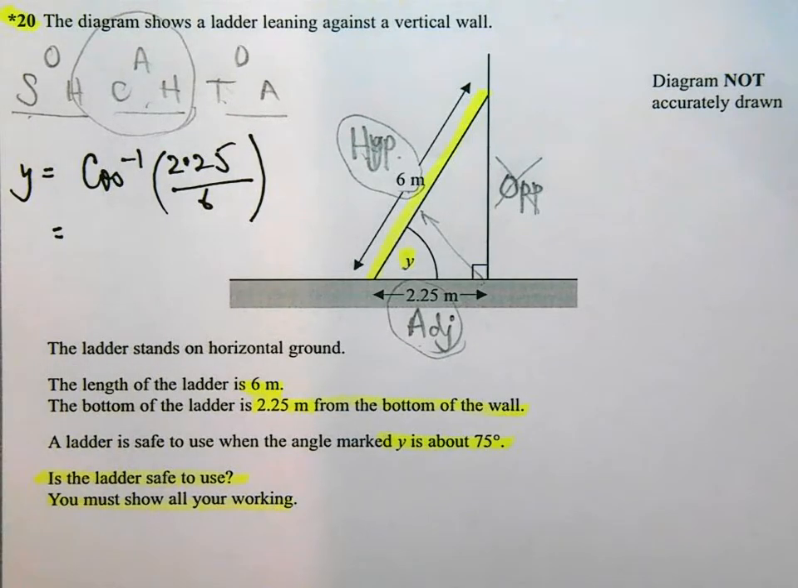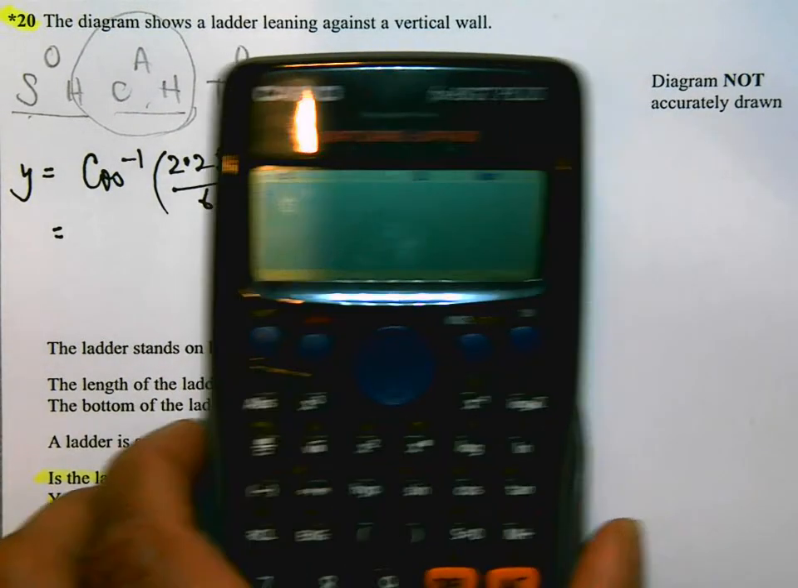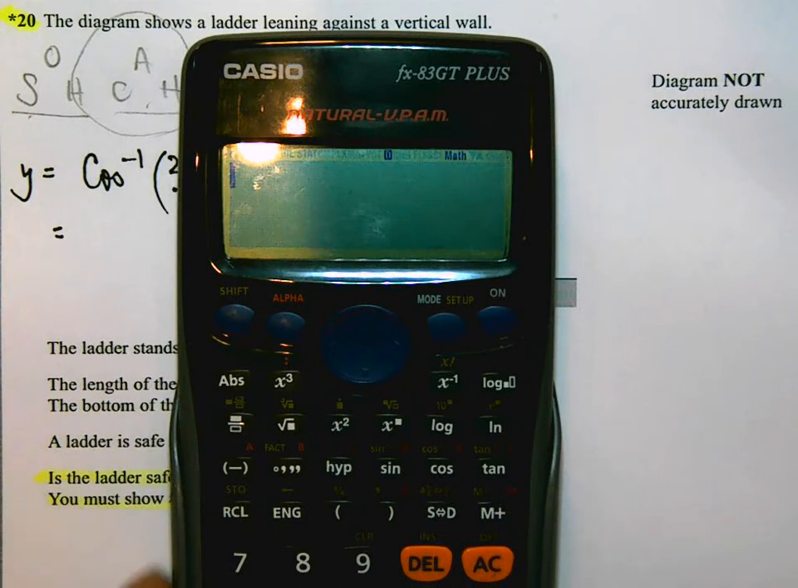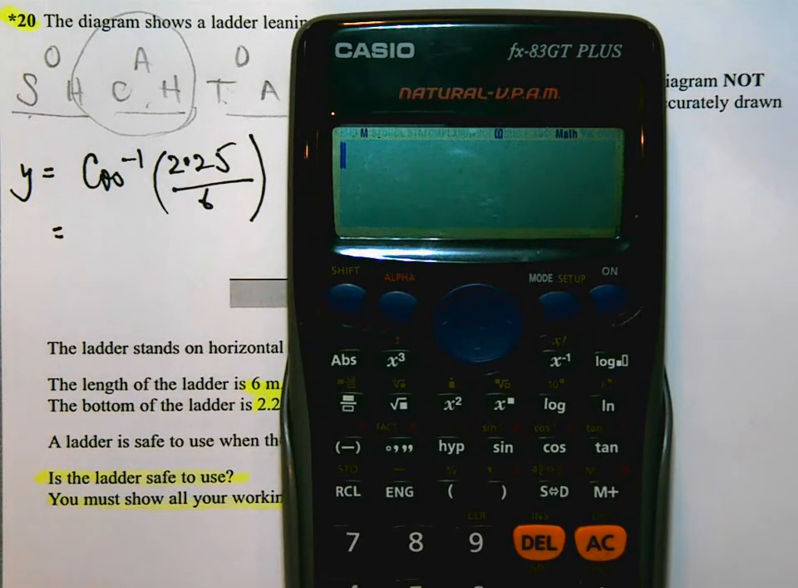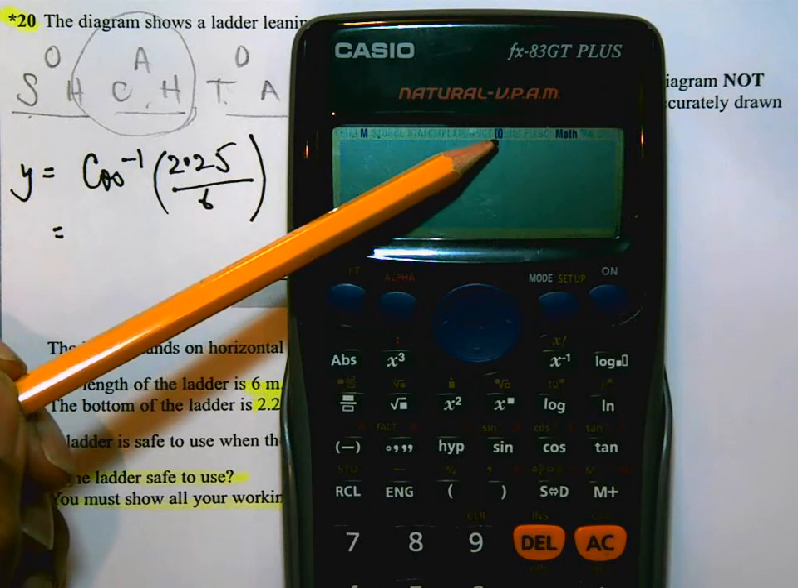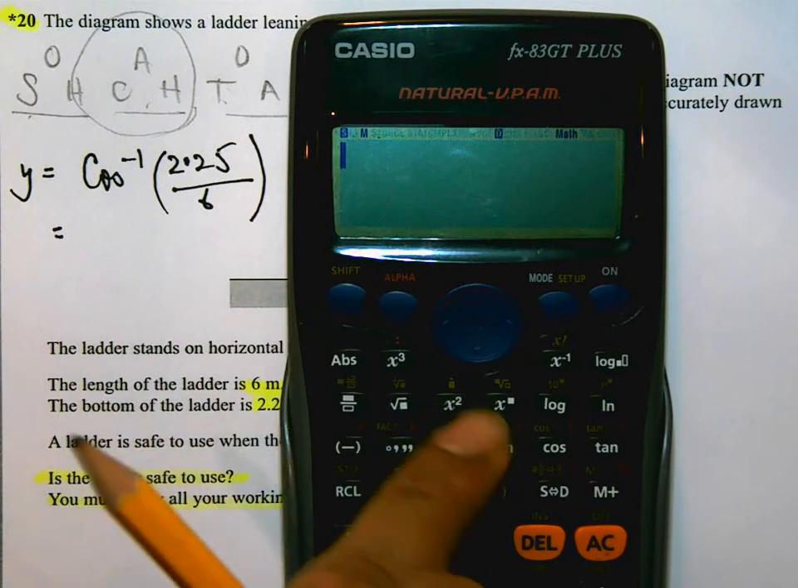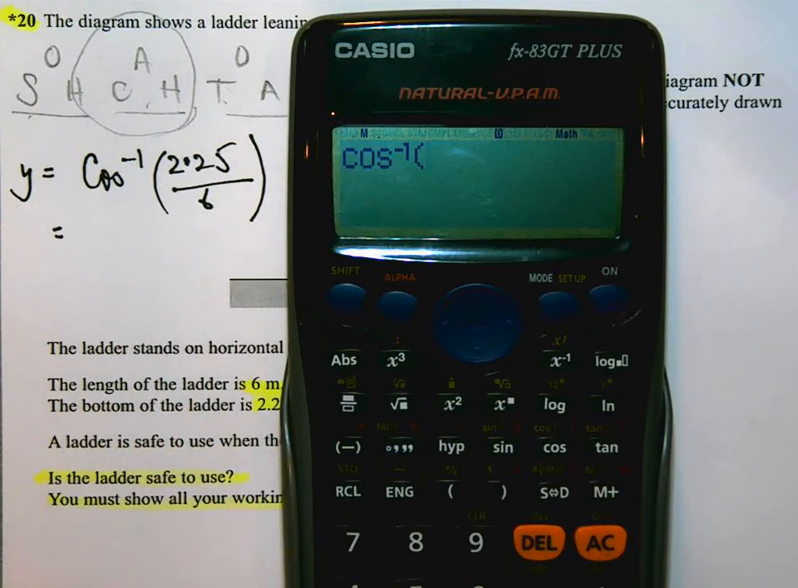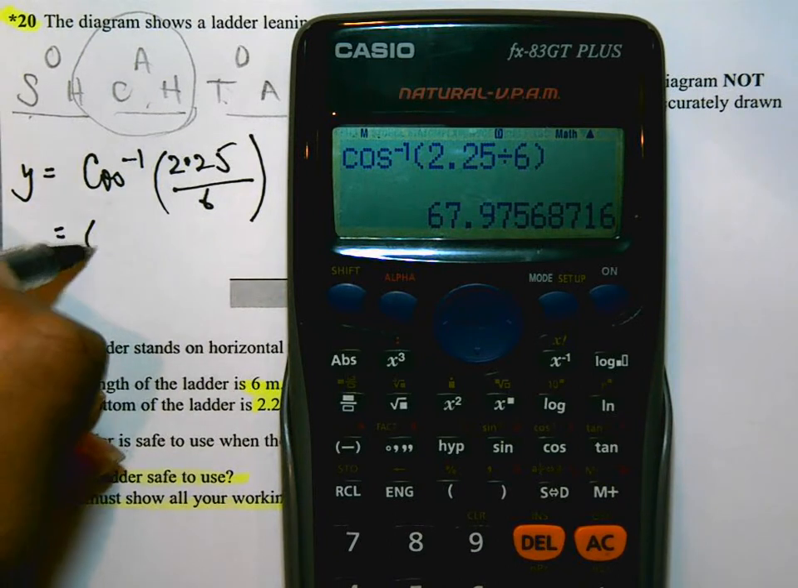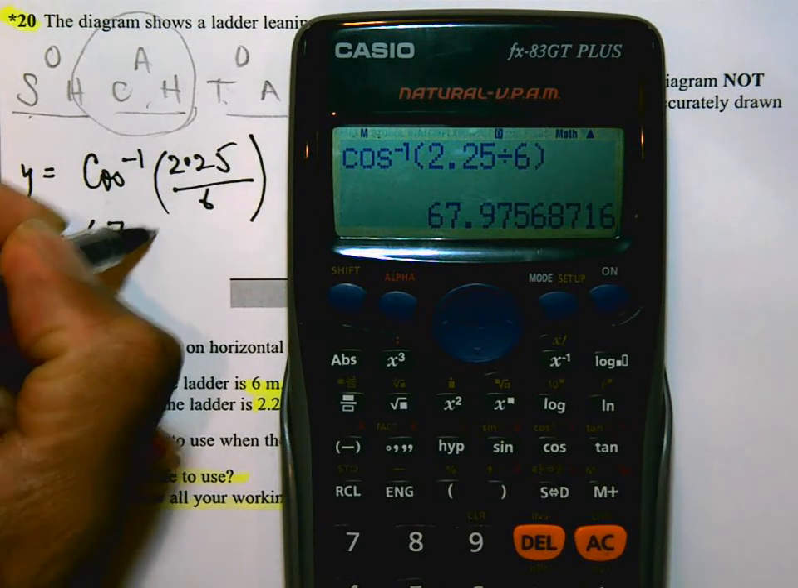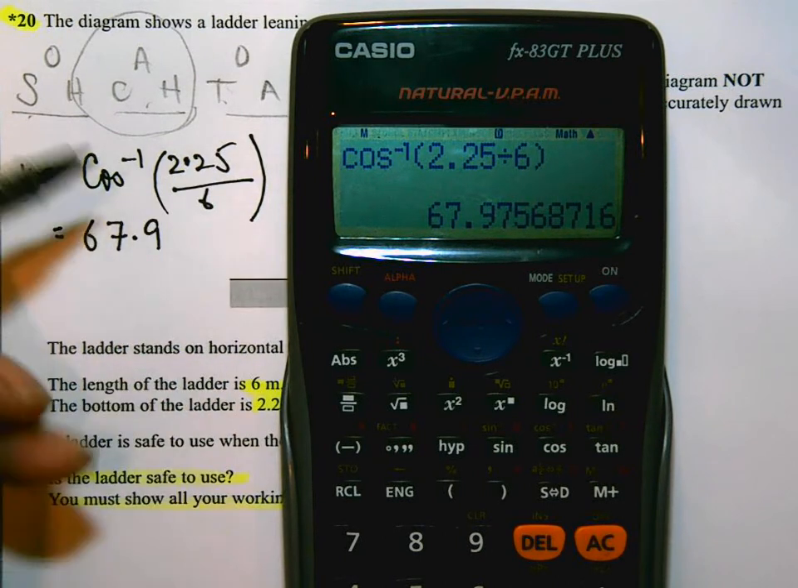Now, one of the things I need to make sure of whenever using the calculator is that the angle notation is in degrees. So let's go about doing this. Shift cos, and make sure it looks like that, and that's 2.25 divided by 6, close the brackets, and now when I work this out, I'm going to get 67.9, and if I round it at that stage, 68 degrees.